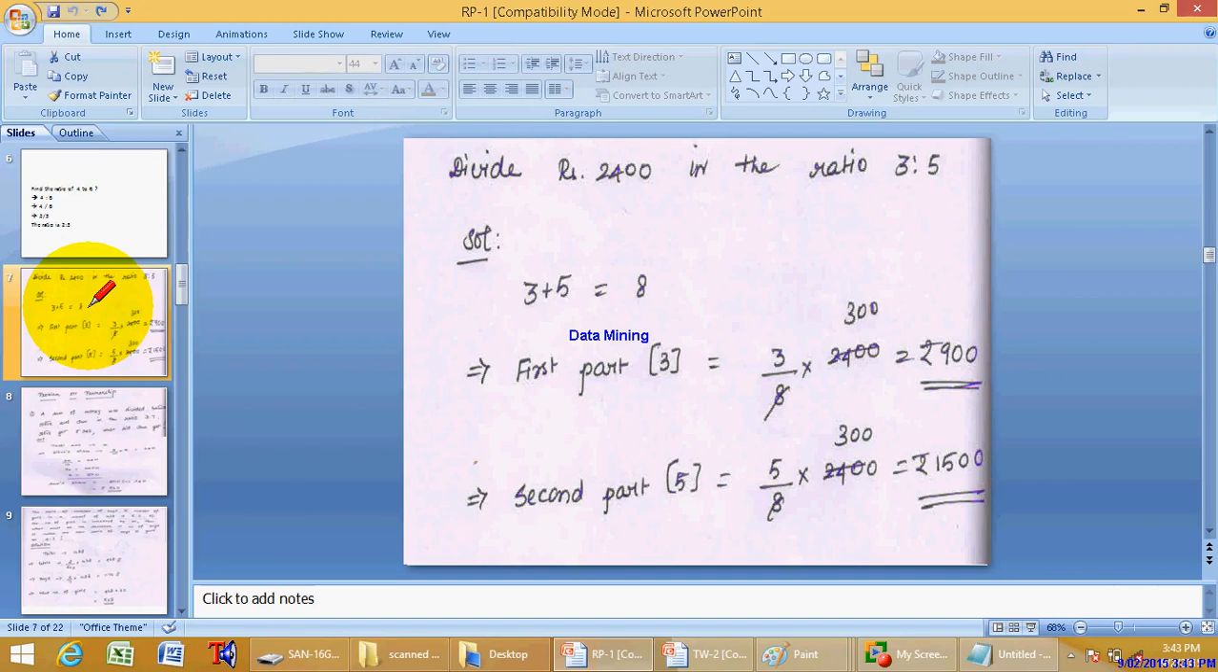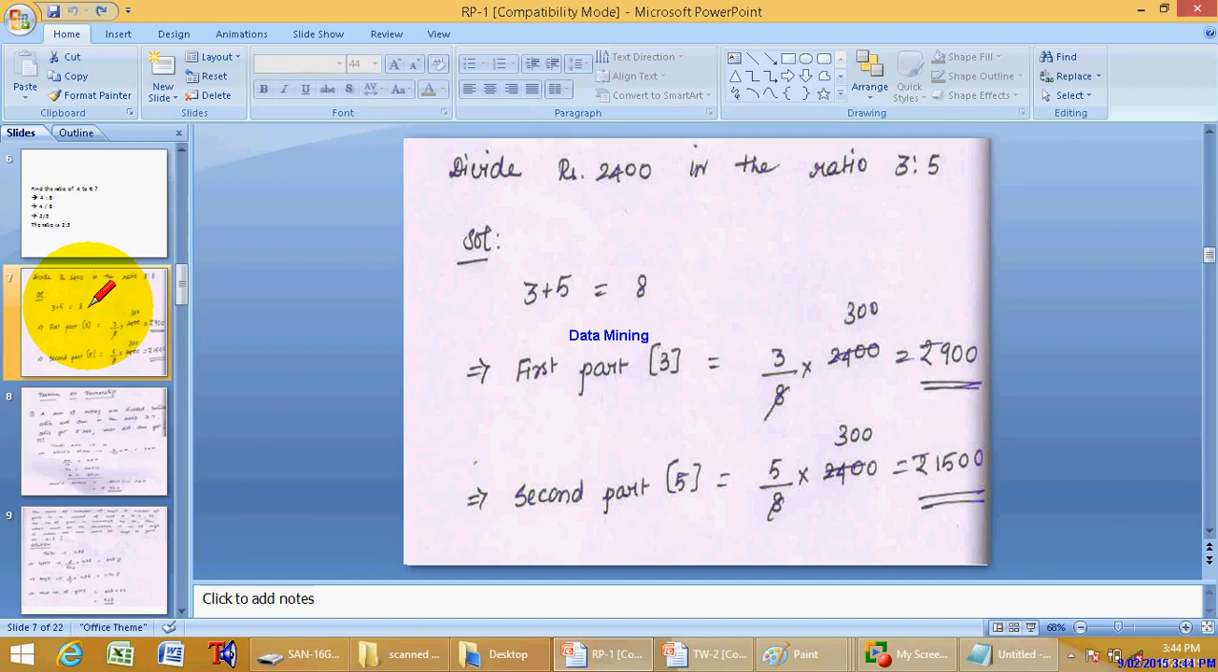And the ratio is 3:5. Now we have to find the share of the first person as well as the second person. So if the ratio is 3:5, first try to find the total parts. Total parts is nothing but 3 plus 5, which is 8. So the amount is divided into 8 parts. Am I right? So out of 8 parts, 3 parts are given to the first person and 5 parts are given to the second person.